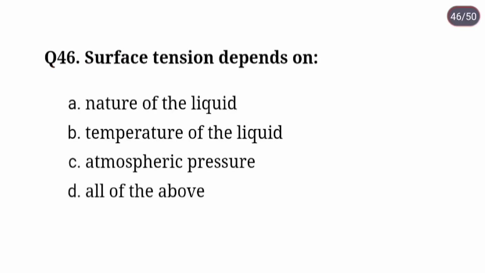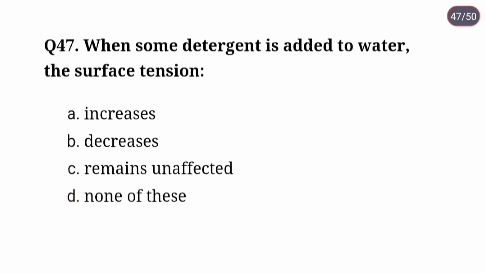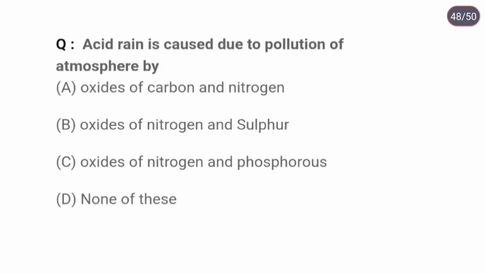Which of the following is biodegradable? Paper. Surface tension depends on nature of the liquid, temperature of the liquid, atmospheric pressure, all of the above. When some detergent is added to water, the surface tension decreases. Acid rain is caused due to pollution of atmosphere by oxides of nitrogen and sulfur.